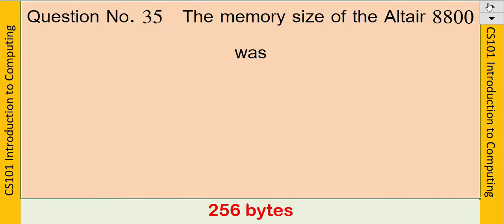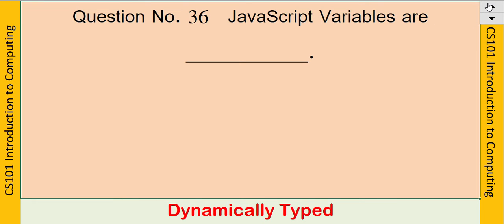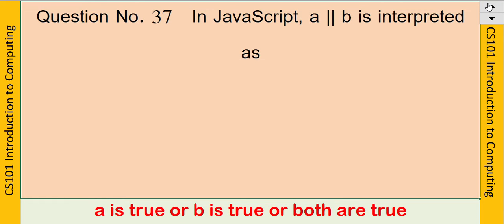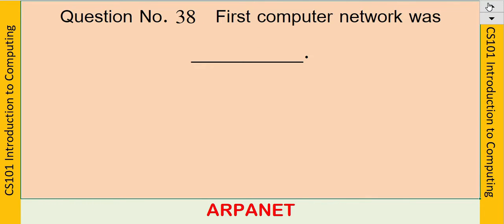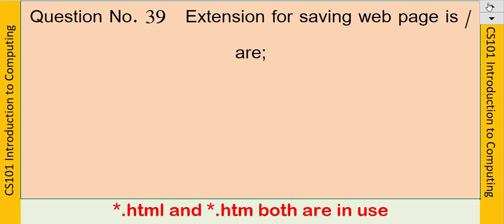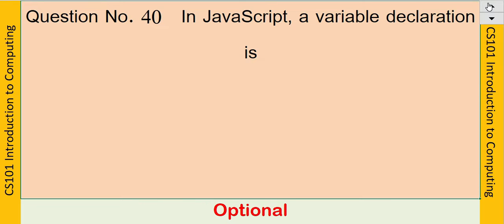The memory size of the Altair 8800 was 256 bytes. JavaScript variables are dynamically typed. In JavaScript, A or B is interpreted as A is true or B is true or both are true. First computer network was ARPANET. Extension for saving web pages is HTML and HTM, both are in use. In JavaScript, a variable declaration is optional.